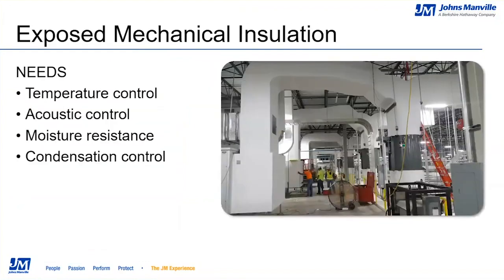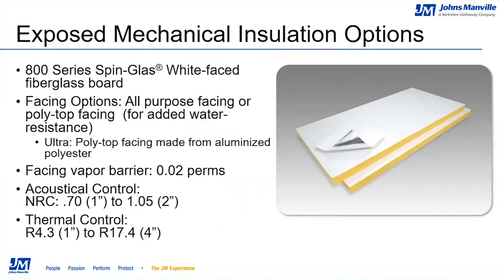Mechanical installations, such as large ductwork requiring board-type products, also present a design challenge, and unsurprisingly, the requirements remain constant: temperature control, acoustic control, moisture resistance, and condensation control. Products designed for large ductwork include white-faced fiberglass boards such as 800 series Spin Glass. This board comes in a variety of thicknesses and as a result can offer a very robust R-value for the application.